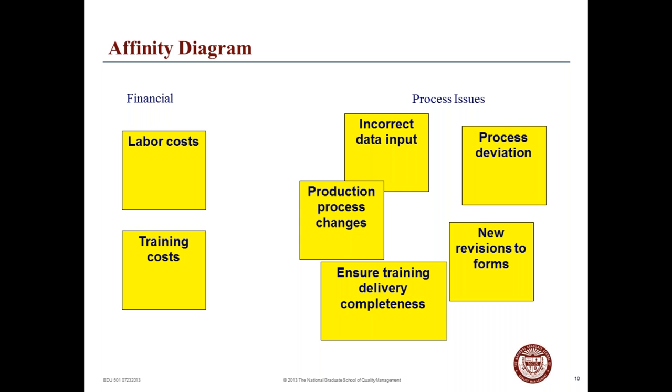Process deviation, an inspector or an operator just choosing not to follow the process. Production process changes. So we could have this great plan, and then a year from now operations might change the way they do things, so then we have to change our process to adapt to theirs. New revisions to forms. Periodically forms get changed and updated, and so we have to update our process for the revision changes that might happen. And then ensure training delivery completeness.